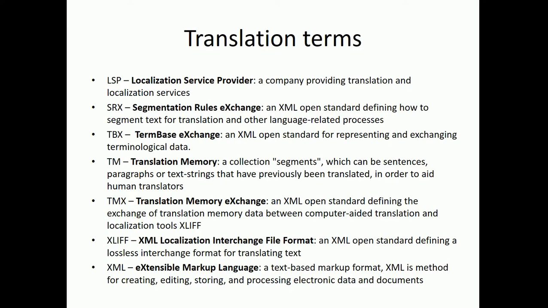TBX, Term-Based Exchange, that's an XML open standard representing the exchange of terminological data. TM, Translation Memory, is a collection of segments, which can be sentences, paragraphs, text strings, that have been previously translated in order to aid human translators. So the idea there is that every time we make a translation, if we know that the word for dog, we've translated it once by a human being into German and the translation is Hund, then we have a pair. We know that dog and Hund are English and German pairs representing the same word.